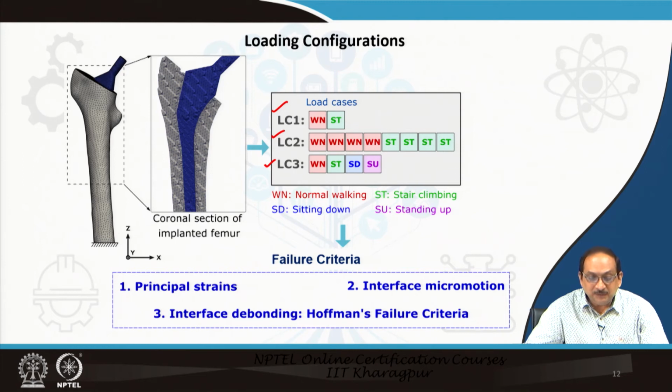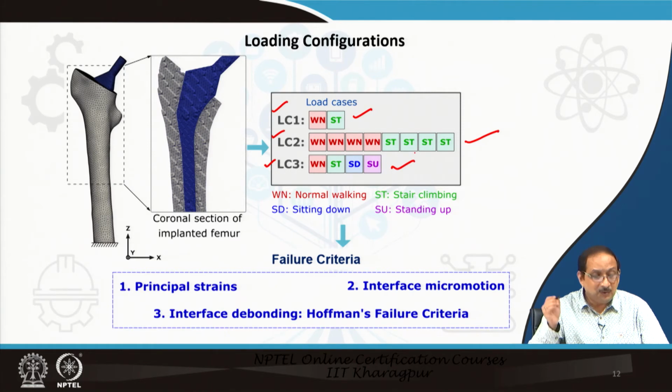So, the loading configuration 1 consists of 2 load cases. It is the maximum load cases during heel contact of normal walking and stair climbing. The loading configuration 2 consists of 8 load cases, out of which 4 load cases are for the normal walking cycle and 4 load cases are for the stair climbing cycle.